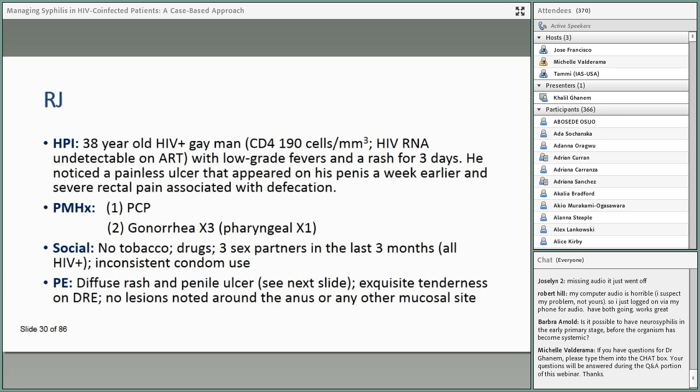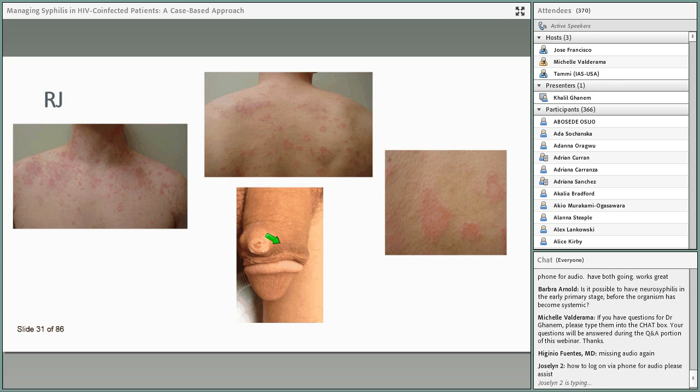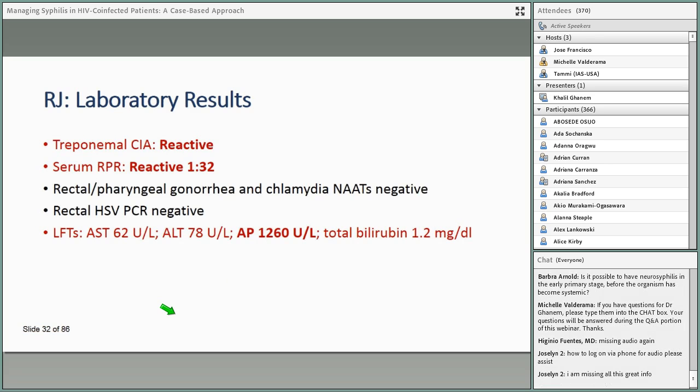Our first patient is RJ, and he's a 38-year-old HIV-positive gay man. CD4 count 190, was recently started about 4 months ago on antiretroviral medications, and he's undetectable. He presents with low-grade fevers and a rash for 3 days. He noticed a painless ulcer that appeared on his penis a week earlier, and severe rectal pain associated with defecation. He's had PJP, pneumocystis pneumonia, in the past. He's also had gonorrhea in the past, including 1 episode of pharyngeal gonorrhea. He does not smoke. He does not use drugs.